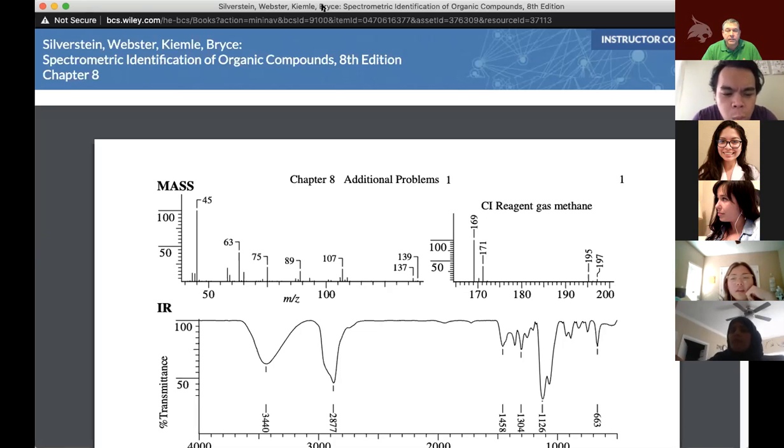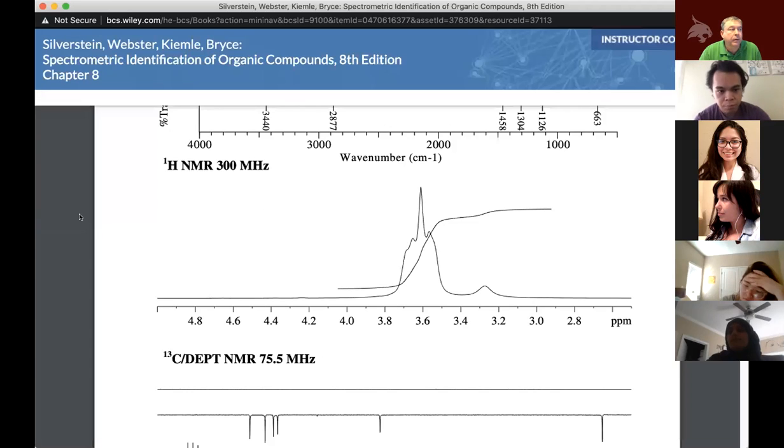Okay, can you see, am I still sharing my screen? Oh, it says it's paused. It says my screen is paused. Why is my screen paused? All right, can you see the NMR now? Okay, I don't know why it paused my screen. Maybe it's because it doesn't like my internet or something.